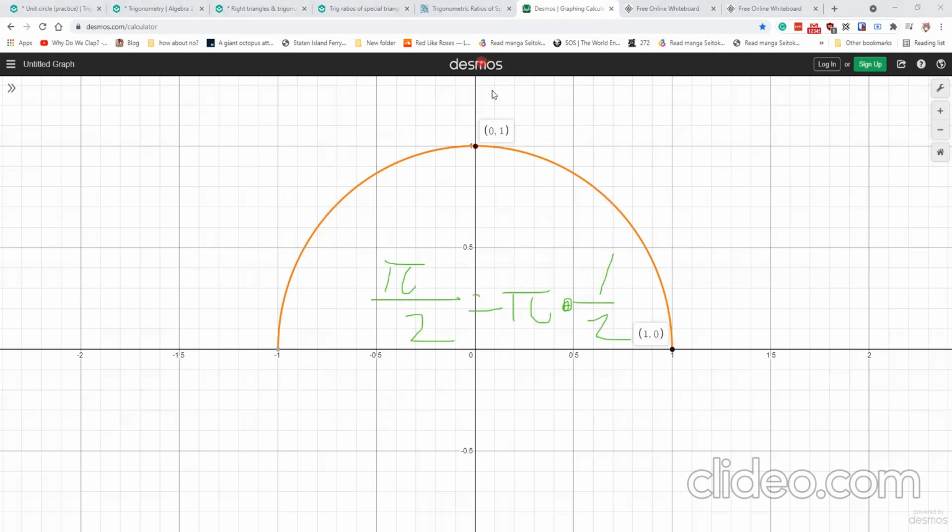So if pi over 2 is halfway through the semicircle, we can think of going the whole way through the semicircle, rotating this point from here to, let's say, here, as, well, what is twice pi over 2? That's just pi, right? And so going from here all the way over here, that would be pi times 1, or just pi radians.